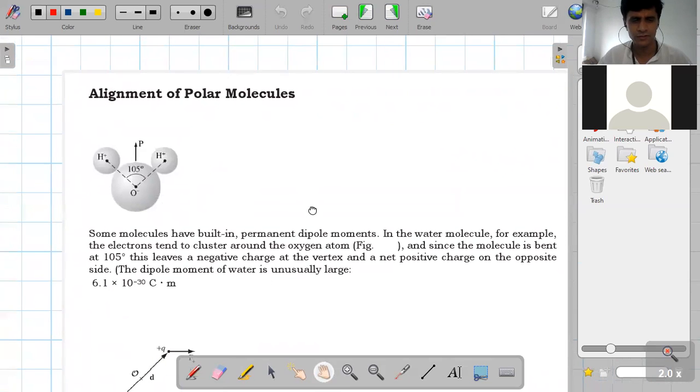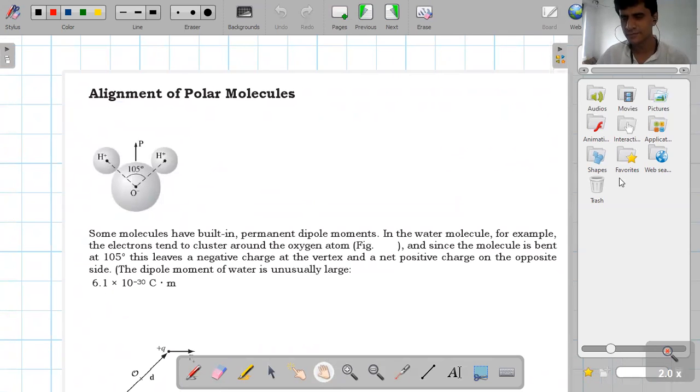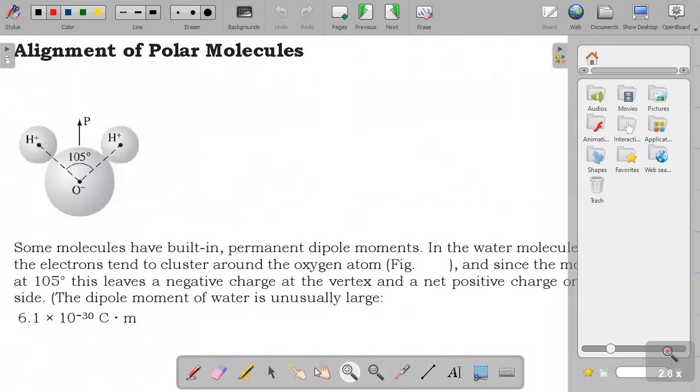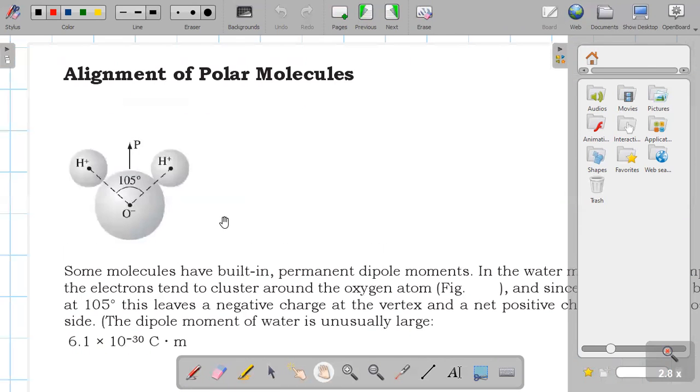Can you view the screen? Now, tell me any one observation from this diagram. Any one observation. I will zoom this. Yes, this is the diagram for water. I will write your observation here.